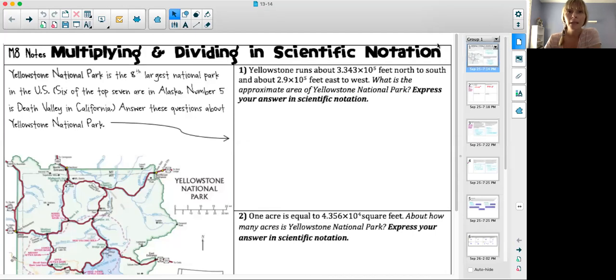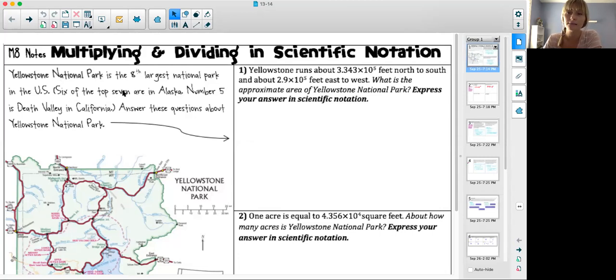So make sure you get page 20 out in front of you. It's all about multiplying and dividing in scientific notation. Page 20 in front of you, pen or pencil in hand, and here we go. Page 20 starts by talking to you about Yellowstone National Park. It is the 8th largest national park in the US.